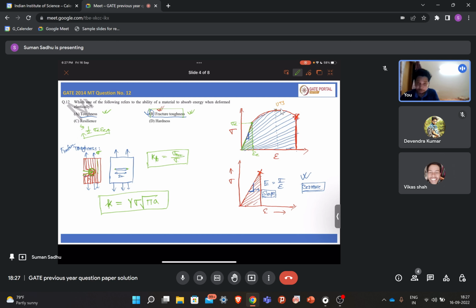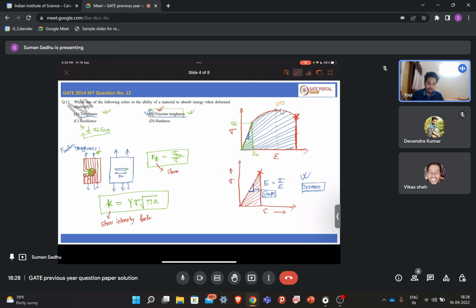Sorry, not this, this is the fracture toughness. This is the stress intensity factor. So there are two terms. One is K, that is stress intensity, and this K_t is stress concentration. So there are almost similar-looking terms, but the terms mean different things.